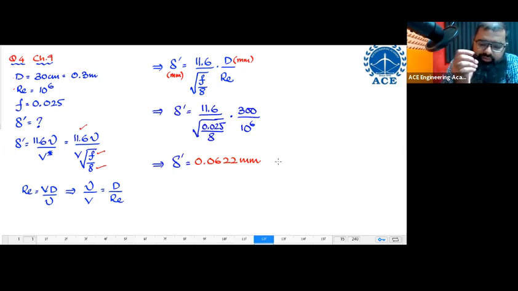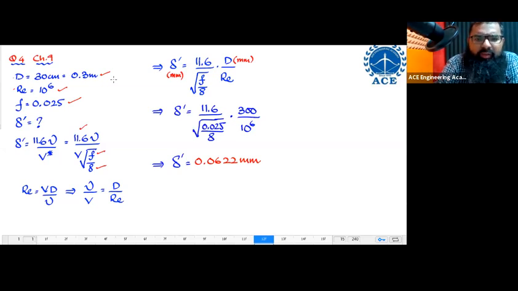What I want you to observe over here is that all the data given to you is practically very common data. Diameter of pipe 30 centimeter, very common. Generally, commercial pipe diameters range from 20 centimeters up to 1.8 meters, so 30 centimeters is quite common. Reynolds number is going to be 10 power 6. That is also very common. With water, getting Reynolds number 10 power 6 is very, very easy.